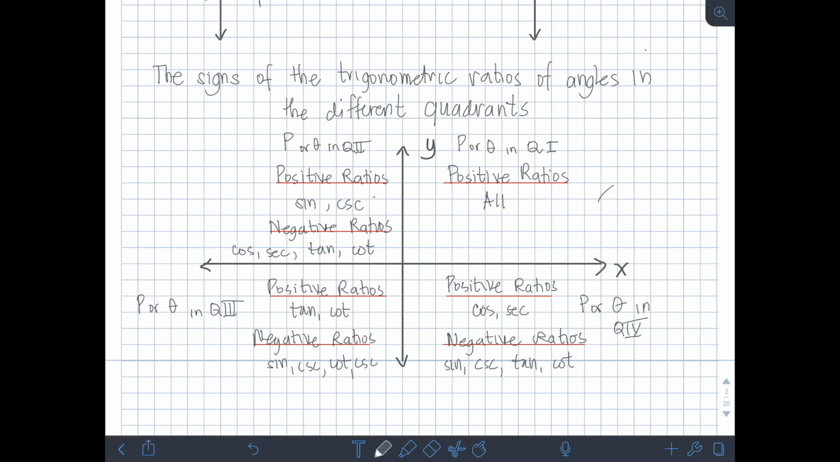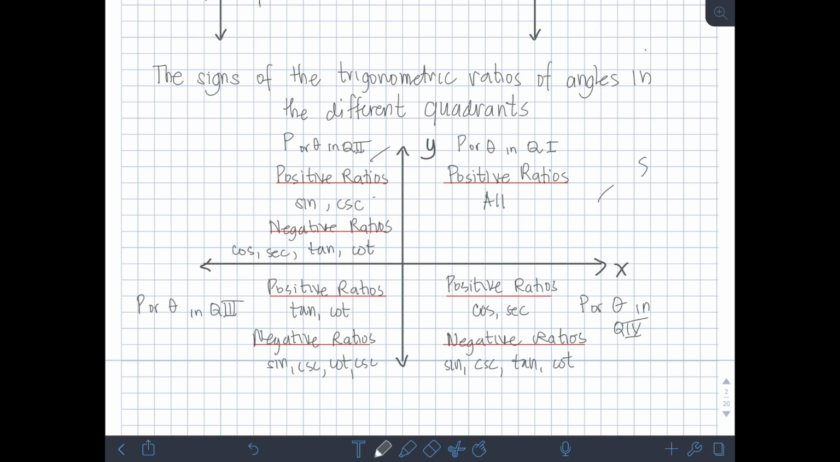So, sa quadrant 1, lahat ng ratio ay positive. So, sin theta, cosine theta, tangent theta, cosecant, secant, at cotangent theta, positive yon. Kasi nga, positive pareho yung x and y. Dito naman sa quadrant 2, ang magiging positive lang ay itong sin tsaka cosecant theta.